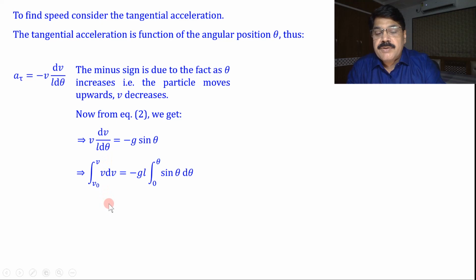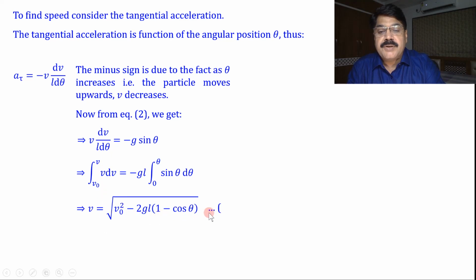So the calculations are very simple. What we can write here? v is equal to square root of v naught square minus 2gl(1 minus cos theta). So that third equation is the expression for desired speed at any angular position theta.